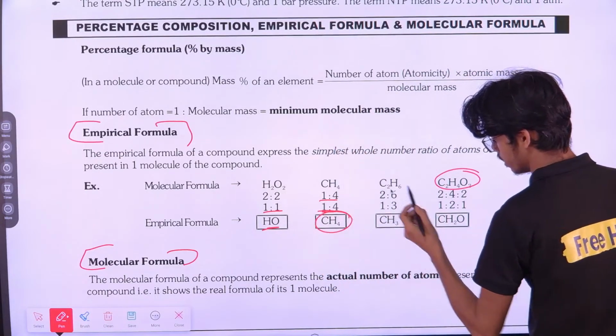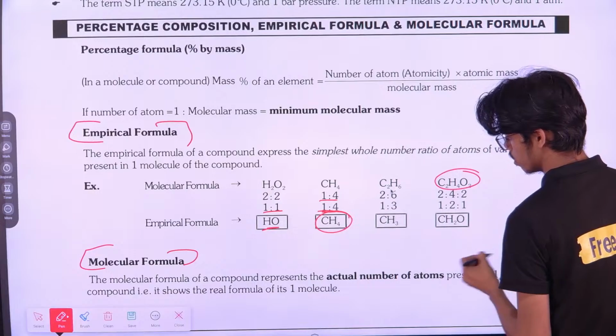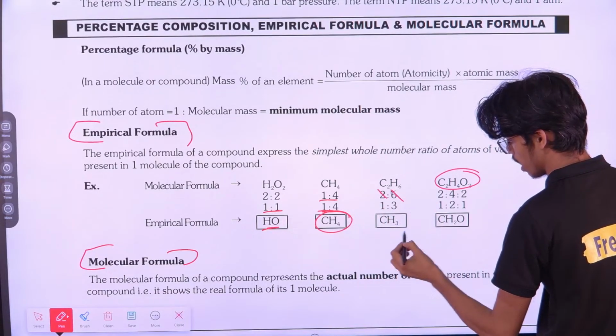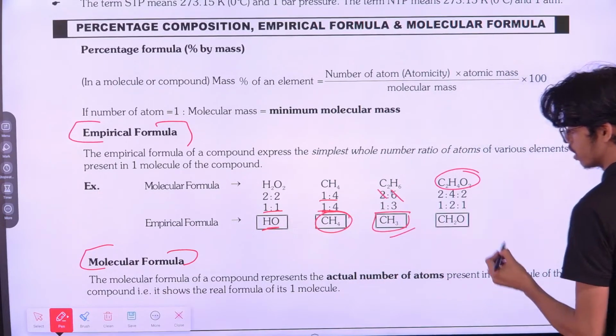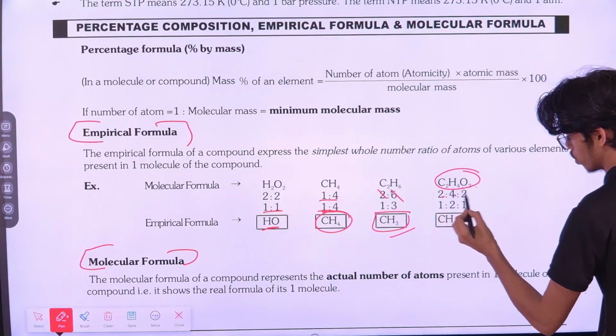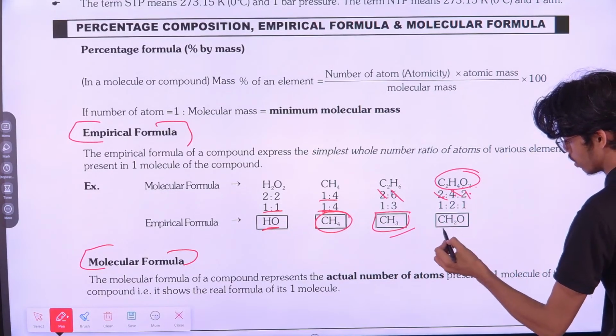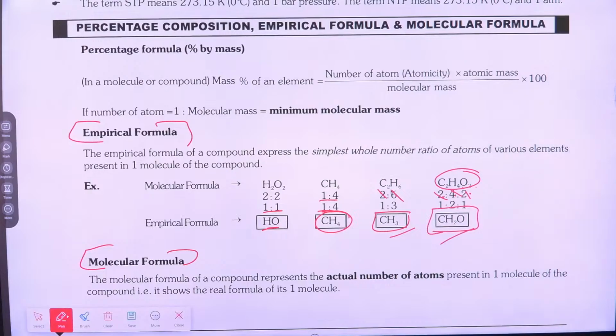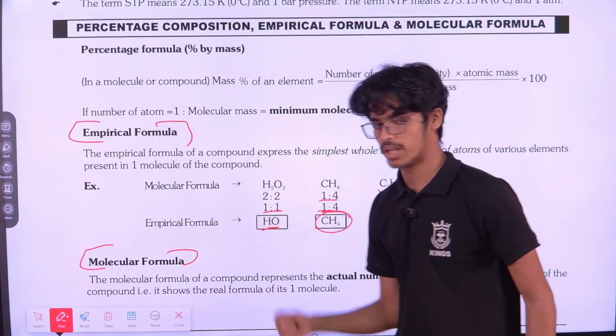For C2H6, the ratio is 2:6. You cancel out, it is 1:3, and you can write it as CH3. Got it? Same for this compound, C2H4O2: the ratio is 1:2:1, then you can write it as CH2O. Understandable? So a simple whole number ratio of the atoms present in it, that's the way you find out the empirical formula. Okay?